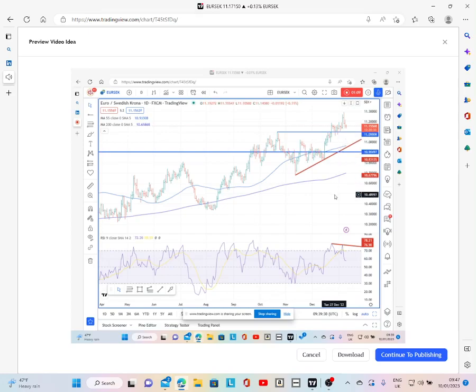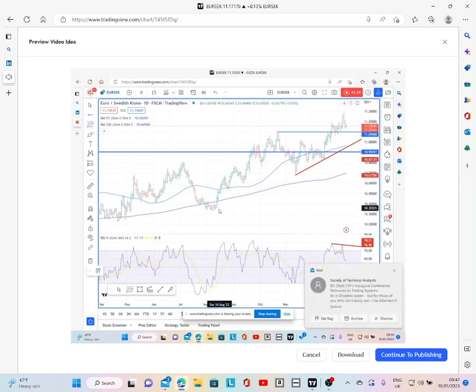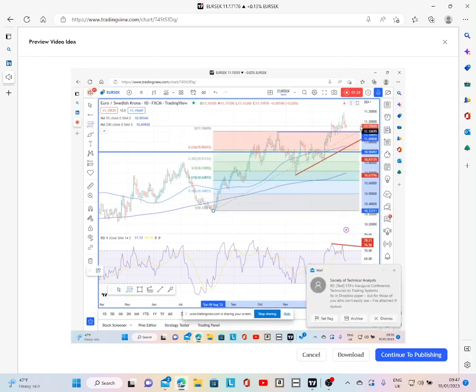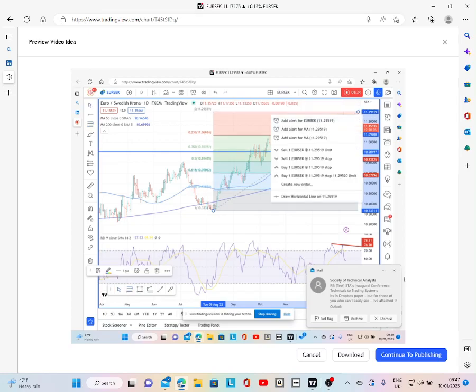So the next question has to be, how far is this correction likely to go? First thing I tend to look at are things like the moving averages. So here we've got a 55-day moving average at 1096. Let's put on some Fibos. I do like to look for where we've got Fibonacci retracements coming in and where they might coincide.